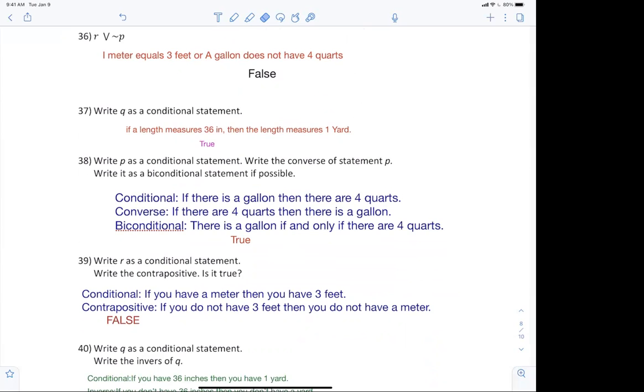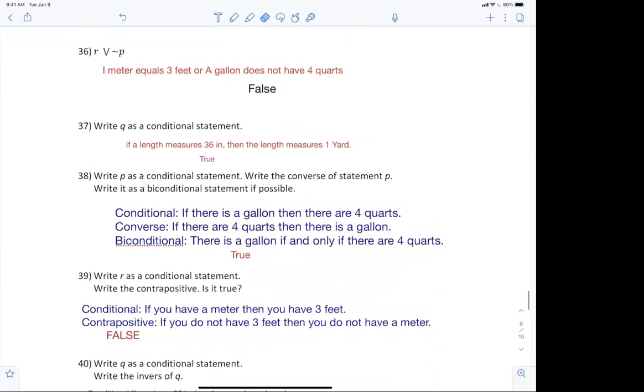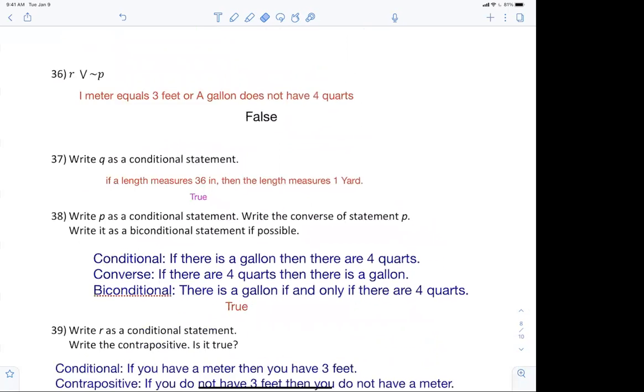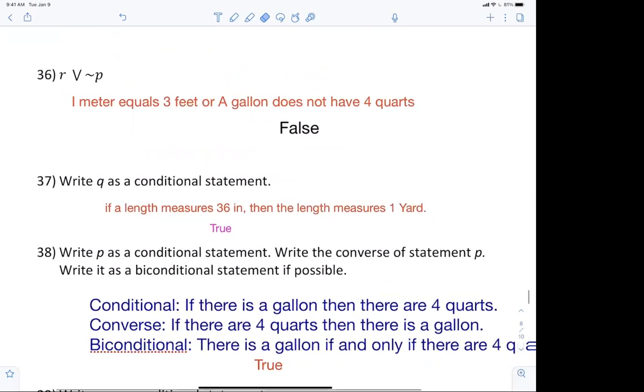Yes, sir. Well, for question 36, if it's an or statement, doesn't that mean it has to be true? I don't know what that means. An or statement is true if one or both of the statements is true. Okay.